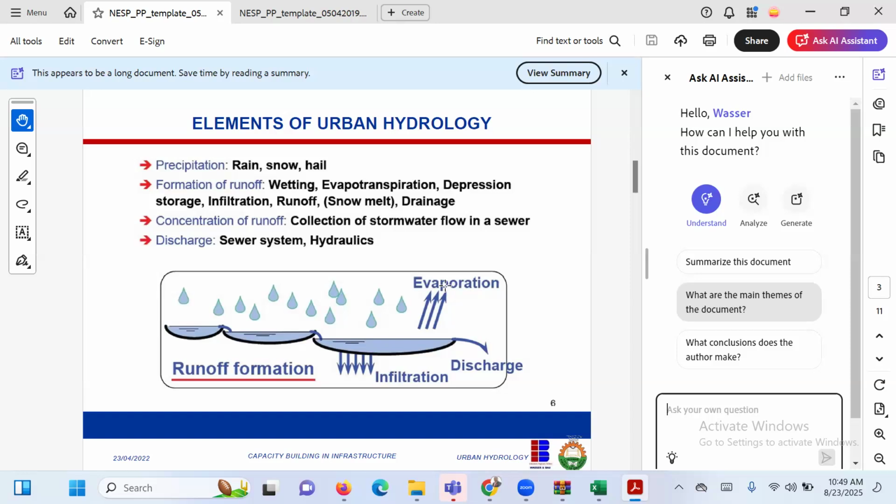So how does rainfall runoff form? Through wetting, after wetting, after evapotranspiration, after depression storage, after infiltration, then you will now see runoff.